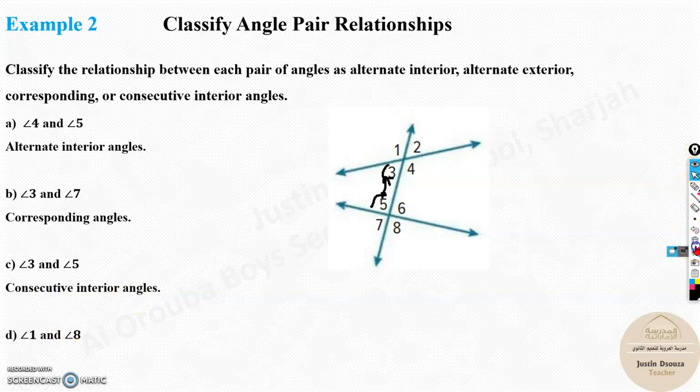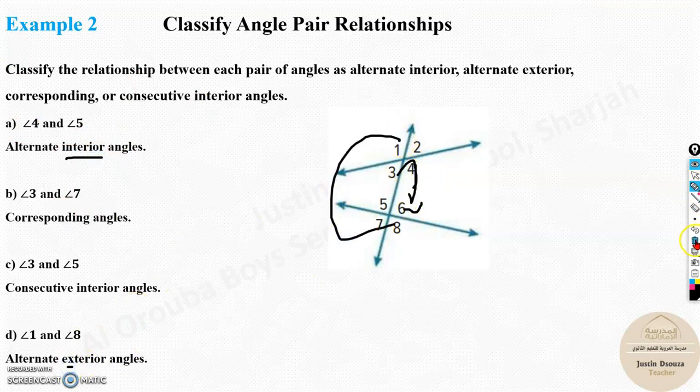1 and 8, let's see where 1 and 8 are. 1 is over here, 8 is over here. Alternate, but they are outside, so alternate exterior angles. So please try to understand. Interior means inside, exterior means outside, alternate means opposite like this, consecutive is same, and corresponding is the one which is relating to the position. If it is top left, this also must be top left.